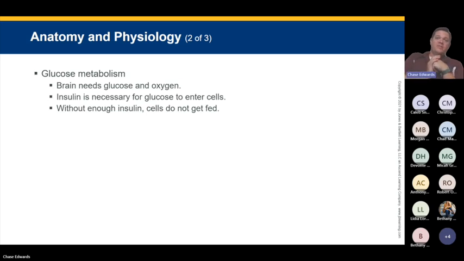All right, so glucose metabolism. The brain needs two things to survive. All right, y'all all know this. We've talked about it ad nauseam. The brain needs glucose and oxygen, right? Insulin is necessary for glucose to enter the cells. It's like the doorway, it assists with the entry into the cells.